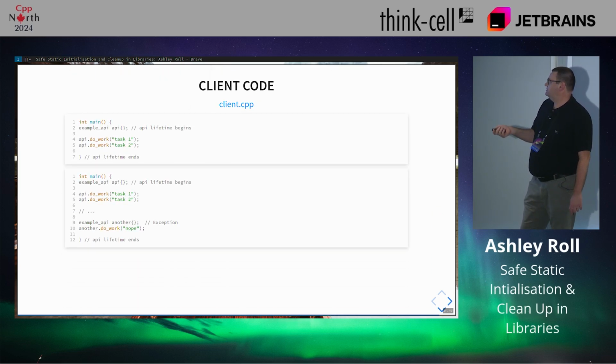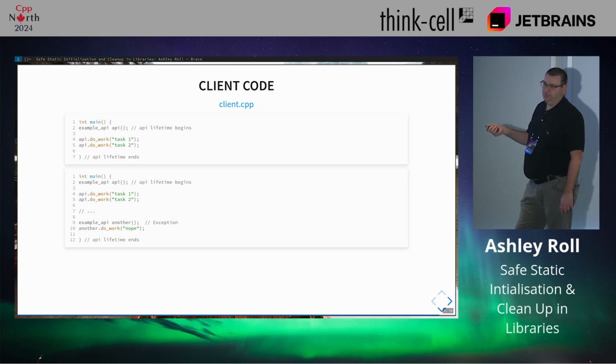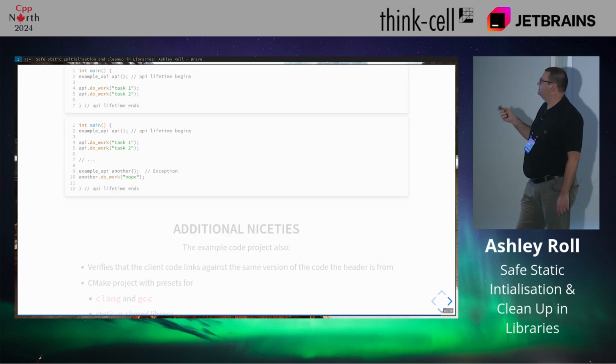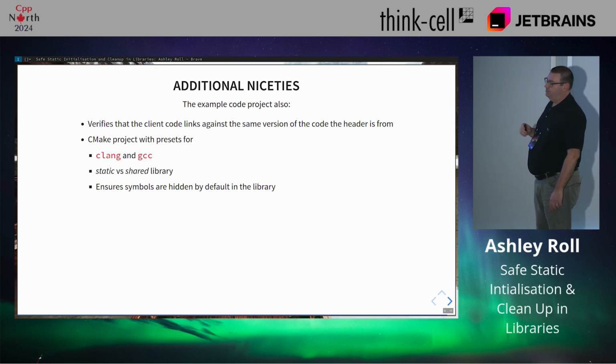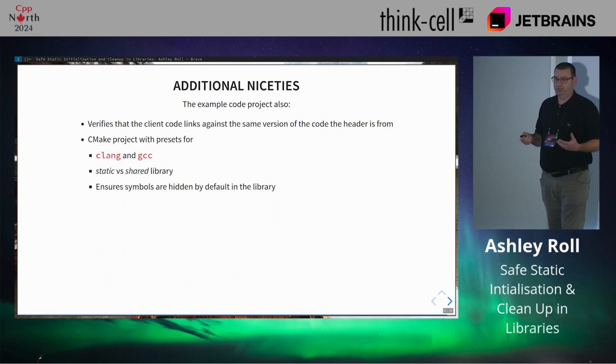And from the client call site, it just looks like this. We create an instance, the lifetime begins, we do our work, the lifetime ends. Or if we misuse it, we create an instance here, do some work, create another instance, or in another thread or anything like that, and we'll get an exception. And that's pretty much the way I like to handle static initialization in libraries.